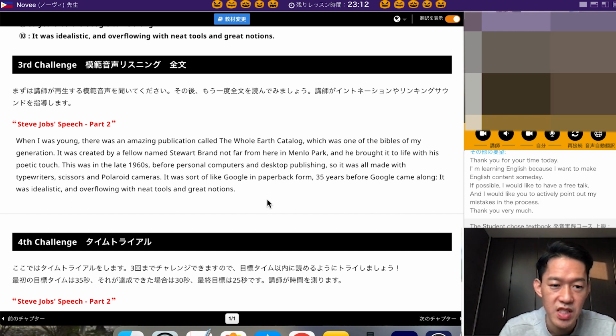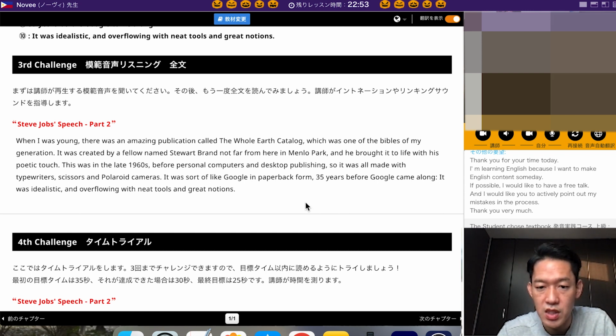When I was young, there was an amazing publication called the Whole Earth Catalog, which was one of the Bibles of my generation. It was created by a fellow named Stuart Brand, not far from here in Menlo Park, and he brought it to life with his poetic touch. This was in the late 1960s, before personal computer and desktop publishing. So it was all made with typewriters, scissors, and Polaroid cameras. It was sort of like Google in paperback form, 35 years before Google came along. It was idealistic and overflowing with neat truth and great notions.